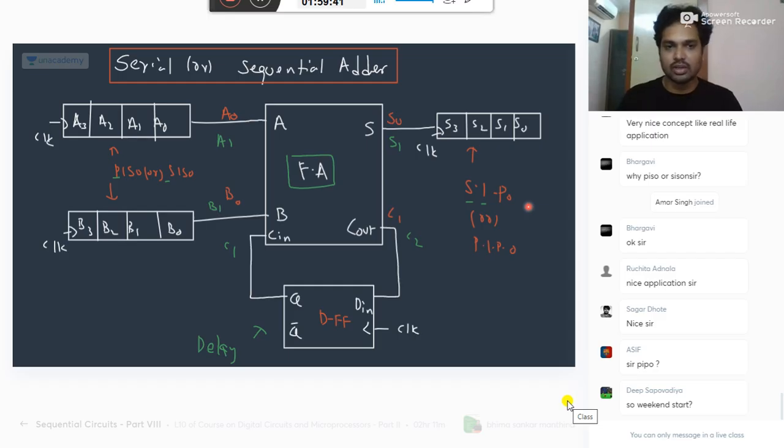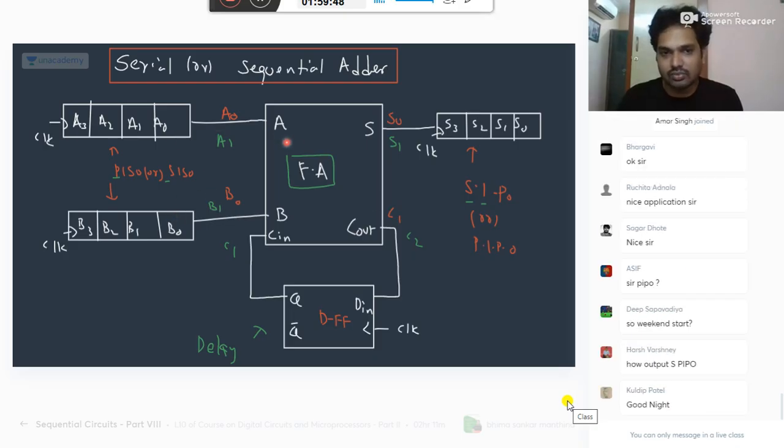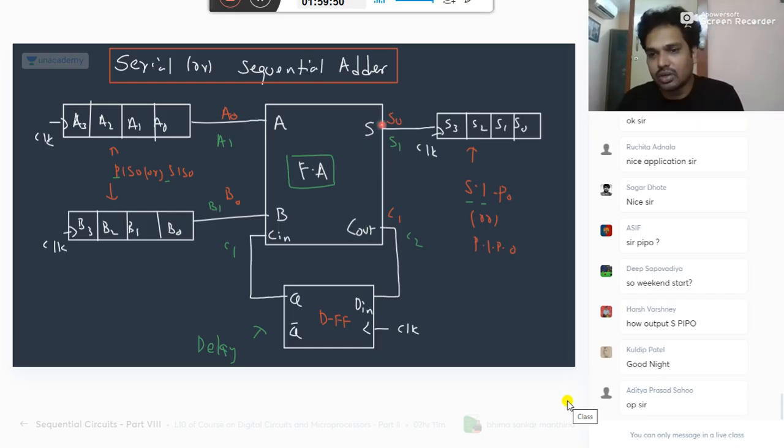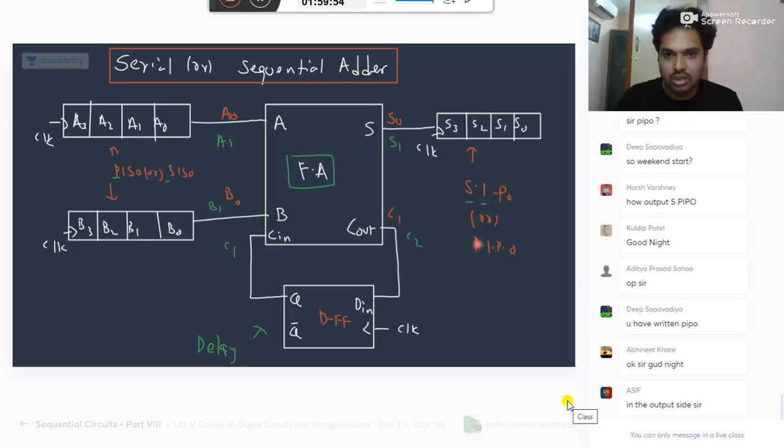Here your bit should come serially. You cannot give all at a time. You have only one adder which will read only one bit and which will give you only one output. Where I wrote PIPO, I'm sorry, it should be SIPO or PISO. I'm sorry for that.